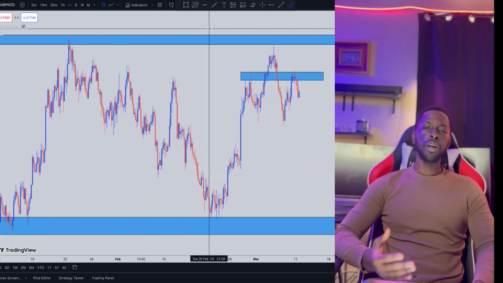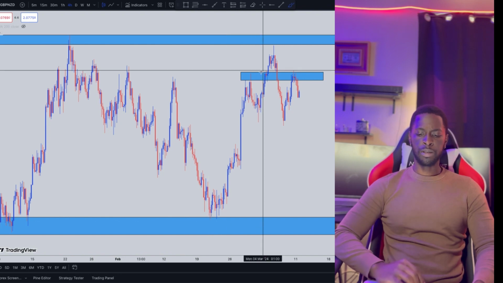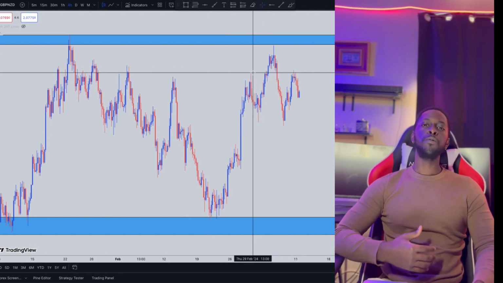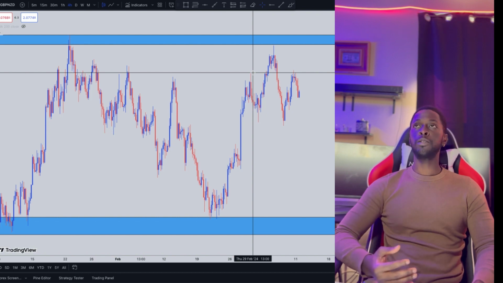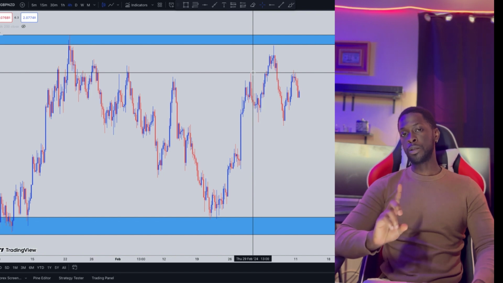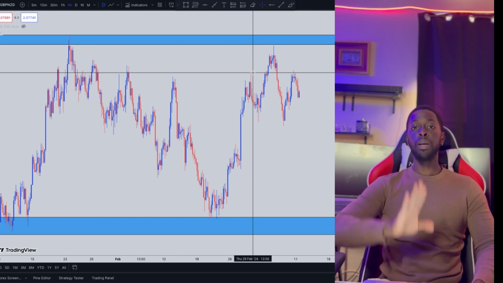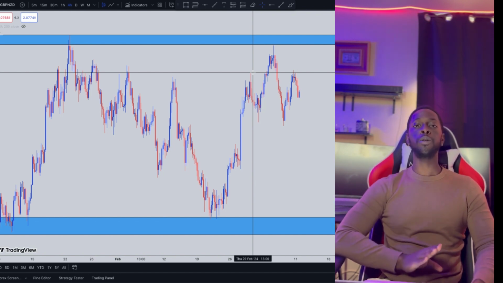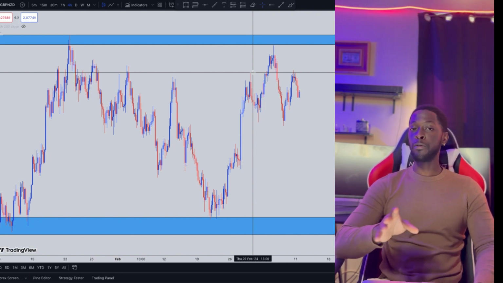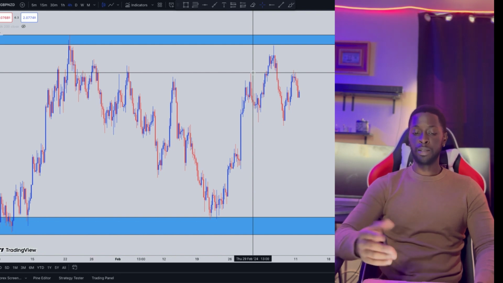But how do you trade support and resistance? Why did we draw these lines in the first place? Well, these give you trading opportunities simply because if price comes to the zone, you're going to expect one of two things. Price is either going to break and retest or it is going to reject. And that is all it's going to do. It's either going to break, retest, or reject.